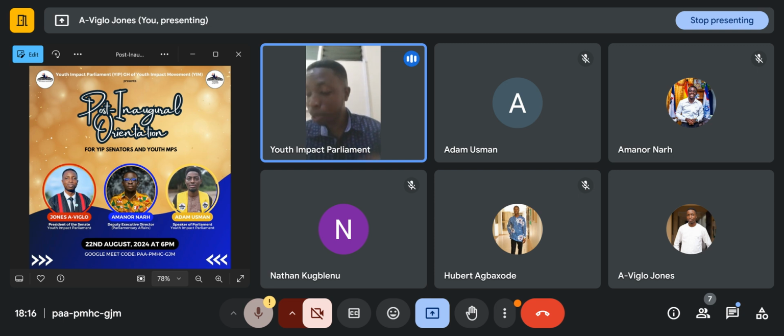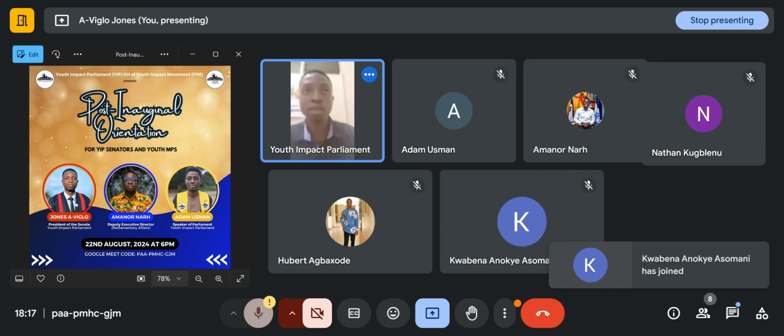Then the Speaker of Parliament will also come, and he will talk about leadership, values, and ethics. He will share his insights on leadership, values, and ethics. And he will also climax his presentation with duties of senators and youth MPs. He will speak on what is expected of youth MPs and then senators under Youth Impact Parliament, and any other thing that he will add.